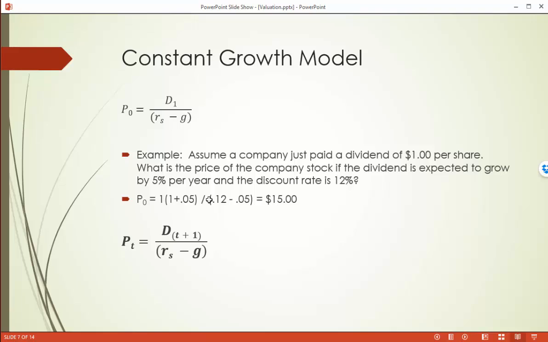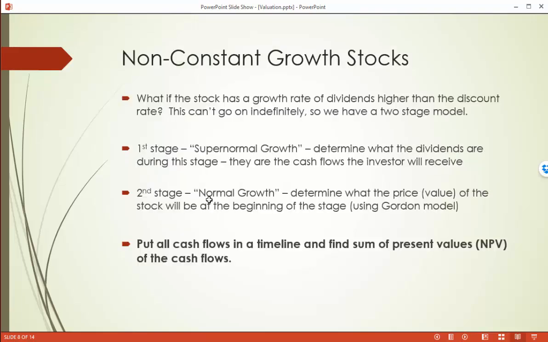Now, I do want to point you to this more generalized model as we finish this video, and that is the price at any time period t is going to be equal to the next period's dividend, so the dividend at time t plus 1, all divided by RS minus G. So we can generalize that to find the price of a stock at time period 10, the price of a stock at time period 20, etc. We're just going to be looking always at the next dividend payment, the subsequent dividend payment. So we're going to stop here and we'll pick up with non-constant growth in the next video.